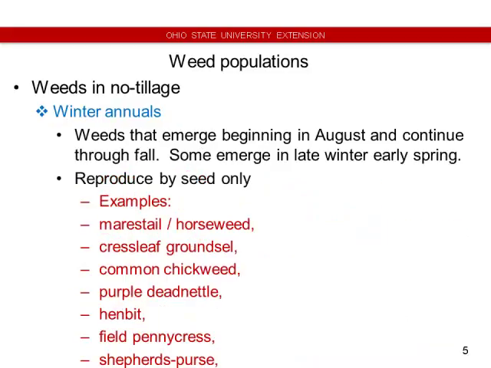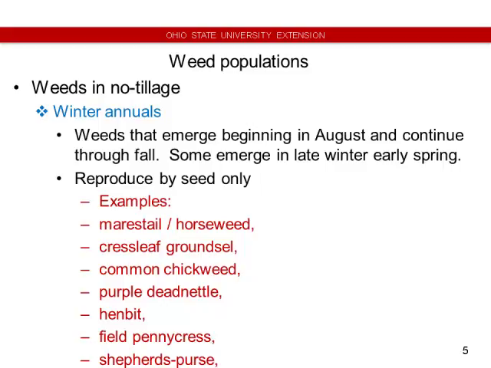One of the biggest changes in weed populations as you switch from conventional tillage to no-till is winter annual weeds. This was something we didn't really understand and appreciate in the early days of transitioning into no-till, and we just ignored them because they germinate in August, then they survive the winter, and they're growing in the next spring. Initially we thought, oh, well, these are kind of nice guys. They're going to die on their own. We don't need to worry about them. But before they die, they produce a lot of seed.